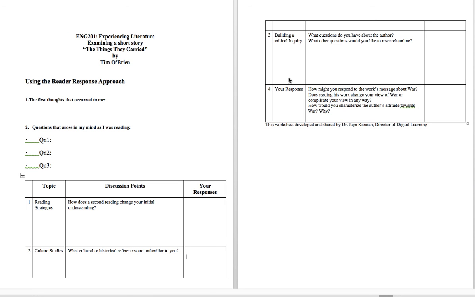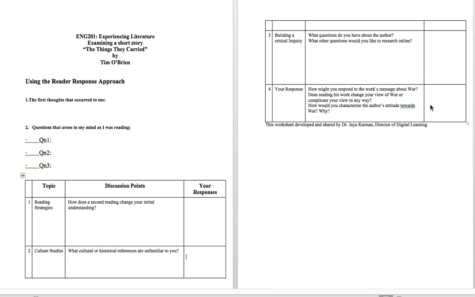In terms of building a critical inquiry, that's where we really develop our critical thinking skills and critical reading skills. When you start thinking about what questions you have for the author, perhaps you would like to ask Tim O'Brien, did he ever lose anyone close to him or a family member in war, because he writes so clearly about Ted Lavender's death? You might want to think about what questions you'd like to research online. Perhaps you don't know a lot about the time and place of the Vietnam War, and so you might indicate some of the things you'd like to research here.